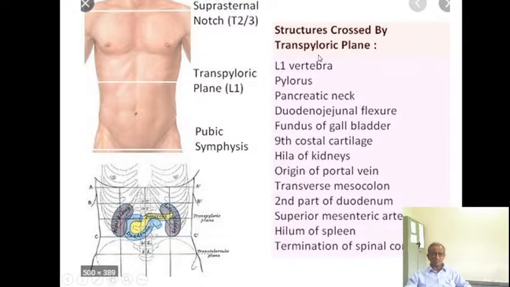The other structures on the transpyloric plane are the L1 vertebra, pyloric part of the stomach, pancreatic neck, duodenojejunal flexure, fundus of the gallbladder, ninth costal cartilage, hilum of the kidney, origin of the portal vein, transverse mesocolon, second part of duodenum, superior mesenteric artery origin, hilum of the spleen, and termination of the spinal cord. So these are the 12 to 13 points you have to mention when asked about the structures present in the transpyloric plane. So that finishes our class.